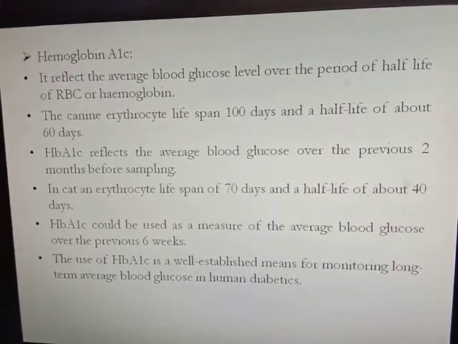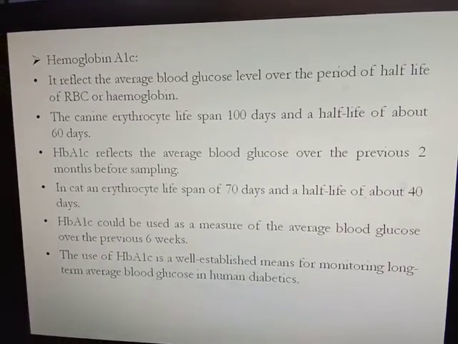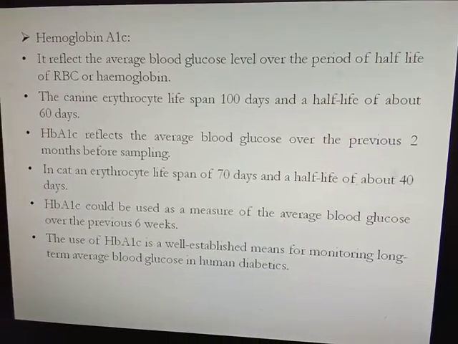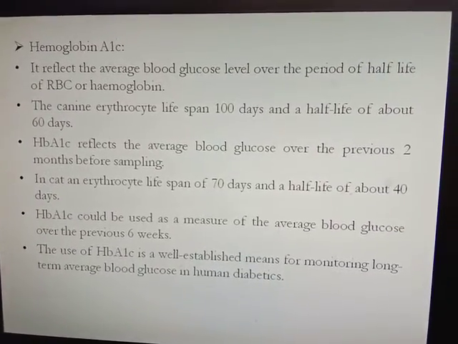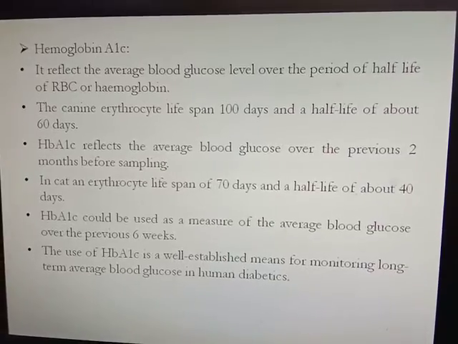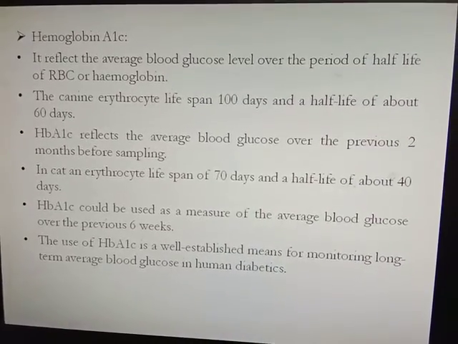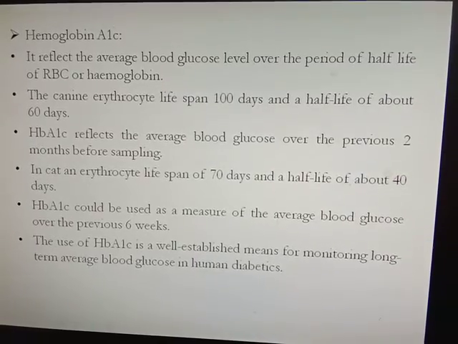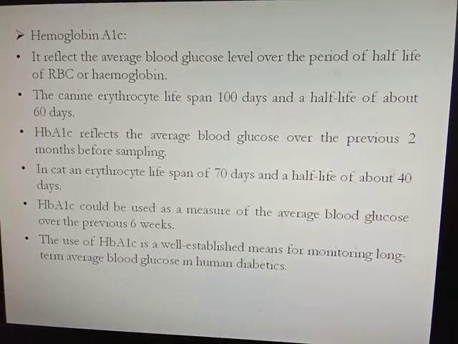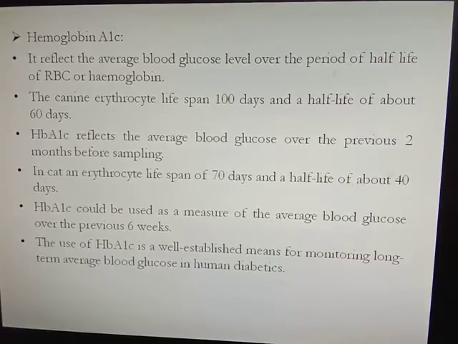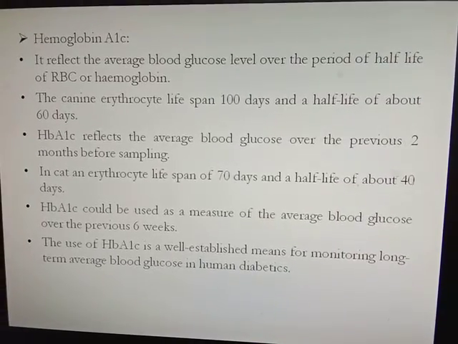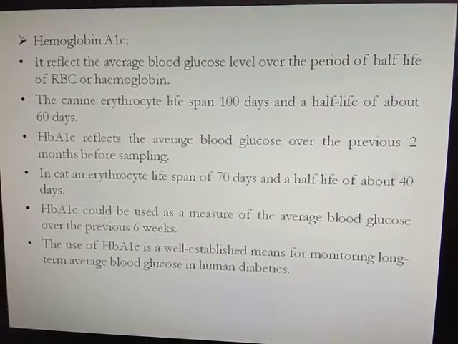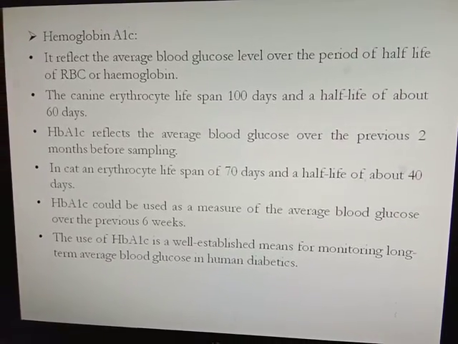First we will see hemoglobin A1C. It reflects the average blood glucose level over the half-life of the RBC or hemoglobin. As we said, hemoglobin A1C means glucose is bound specifically to hemoglobin. Hemoglobin is present in RBCs, so whatever blood glucose is attached to hemoglobin A1C represents the blood glucose level over the half-life of the RBC.